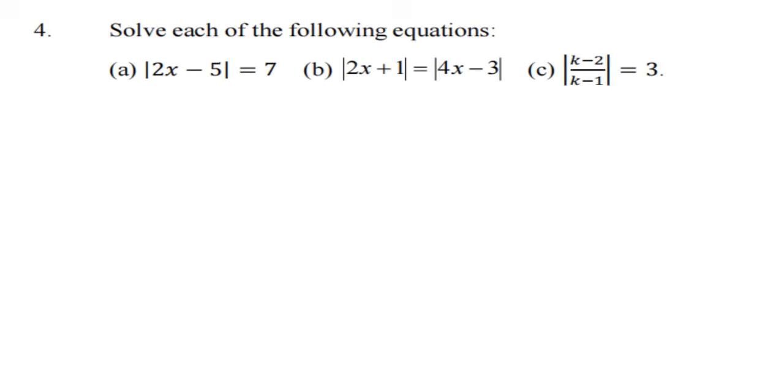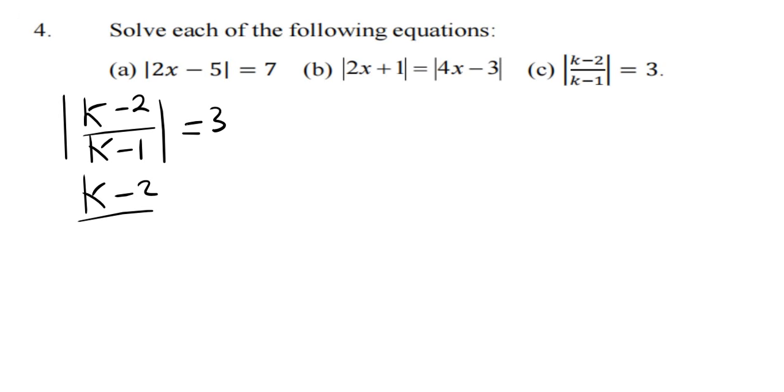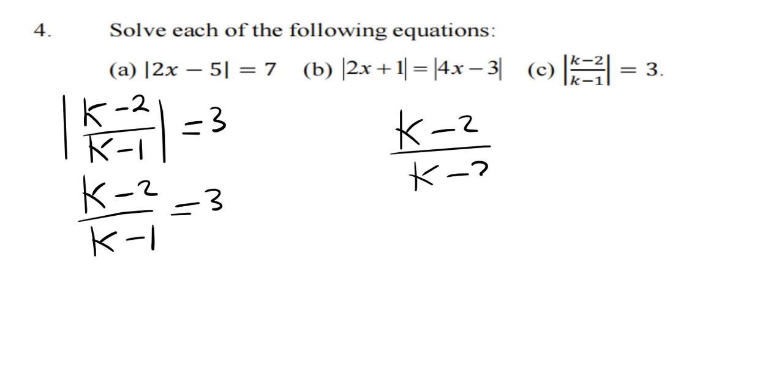So for C we've got the modulus of k minus 2 over k minus 1. This expression is equal to 3. So it's not very different from whatever we've been solving. So in this case, get what you have as k minus 2 over k minus 1. Equate the first one to be 3. Then get the other part to be k minus 2 over k minus 1, equate it to negative 3.